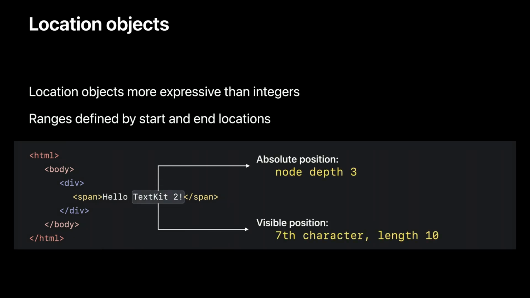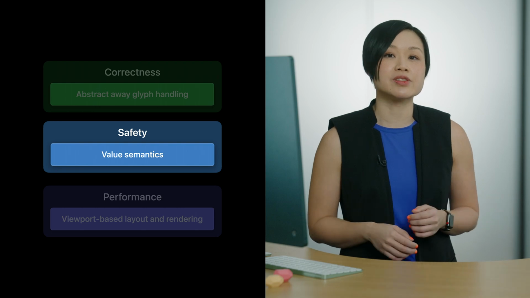Using objects instead of integers allows for more expressive document models because the ranges are defined in terms of locations relative to each other. The HTML document object model is a good example of this. Since it has nested elements, a location needs to represent both the absolute position in the document and also the position in the visible text. This can't be expressed with a single numerical index. And that's it for correctness.